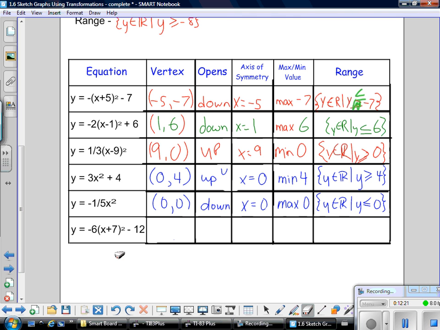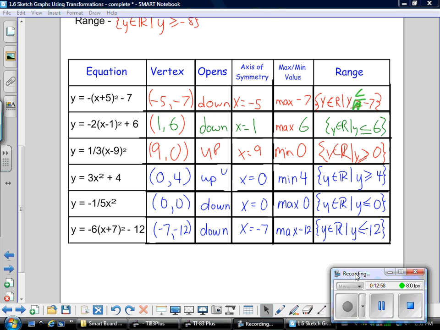Then if we look at the very last question, there's something in with the x, so it's the opposite sign, so it's a -7, and -12 is our y value of our vertex. It opens down. We have x is going to be -7 for our axis of symmetry. We have a maximum value because it opens down of -12. Our range also is a set of real numbers, and we also have that it has to be less than -12.